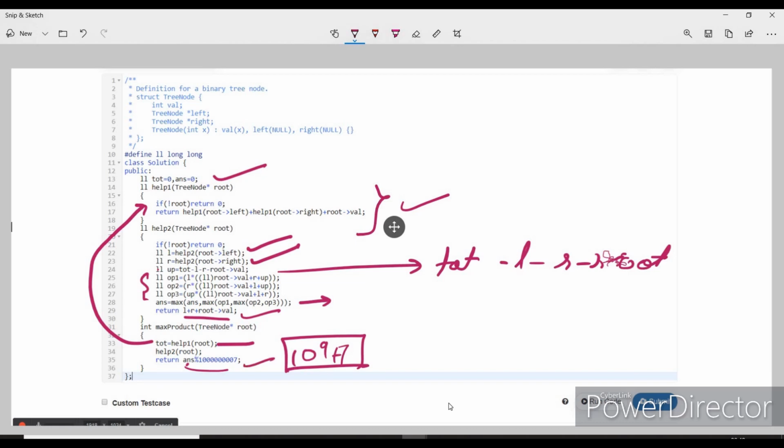Also, we have taken this hash define long long here, so don't get confused. This is basically LL as long long. And we have taken long long because the multiplication might overflow the integer values.